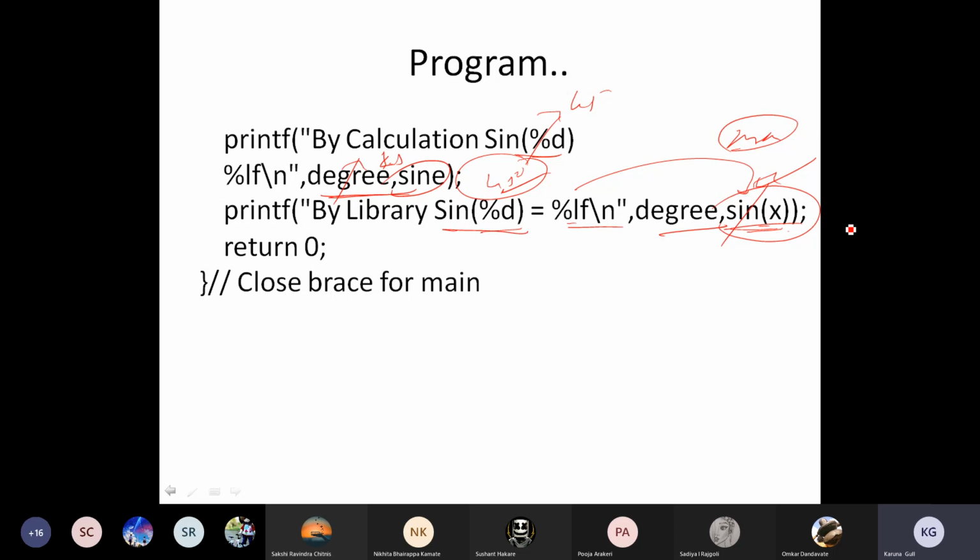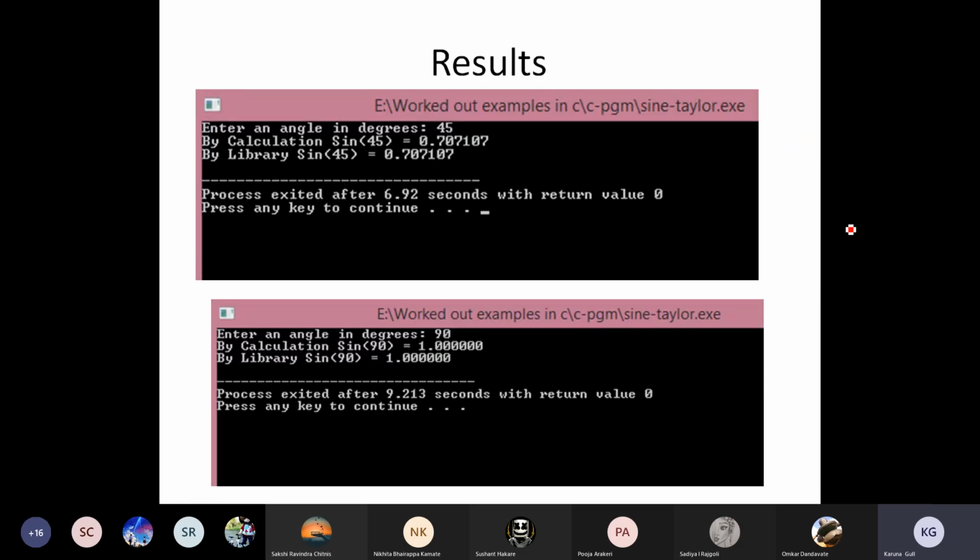Yes, ma'am. If you look at the working of this, now look at the examples. I've given the angle in degrees, 45 degrees. By calculation, that is sine of 45 using the Taylor series, and you got this result. Using the library function of the C language, it is giving you this. Are they almost equal to each other? Yes, ma'am. Okay, go ahead with the next one.